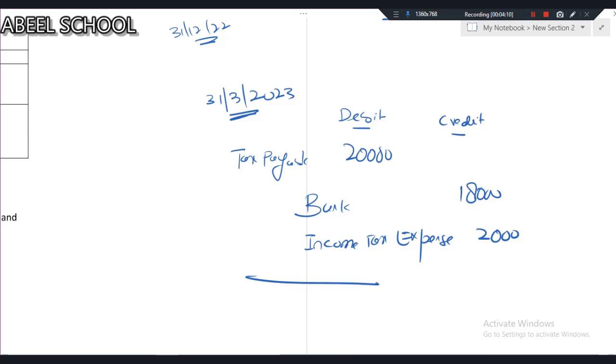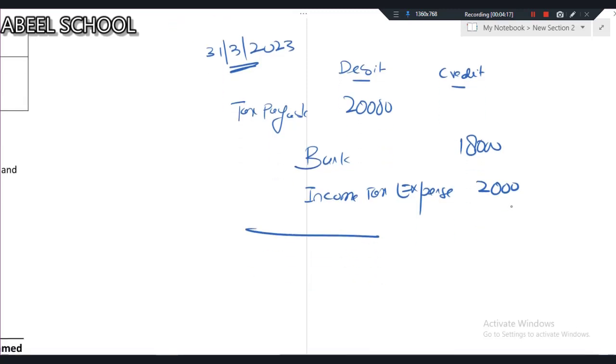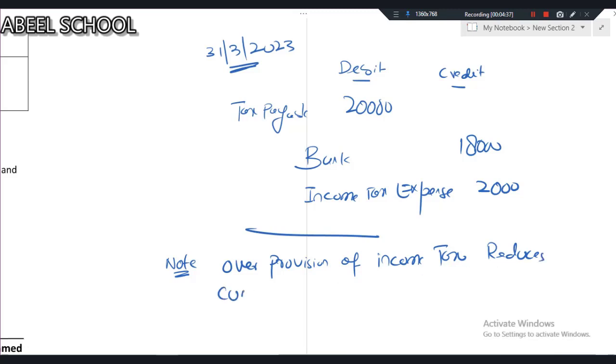Simply, if you have made an over provision in the previous year, what happens? Over provision reduces the current year income tax expense, which can be seen as I'm crediting the 2,000. So note: over provision of income tax reduces current year income tax expense.